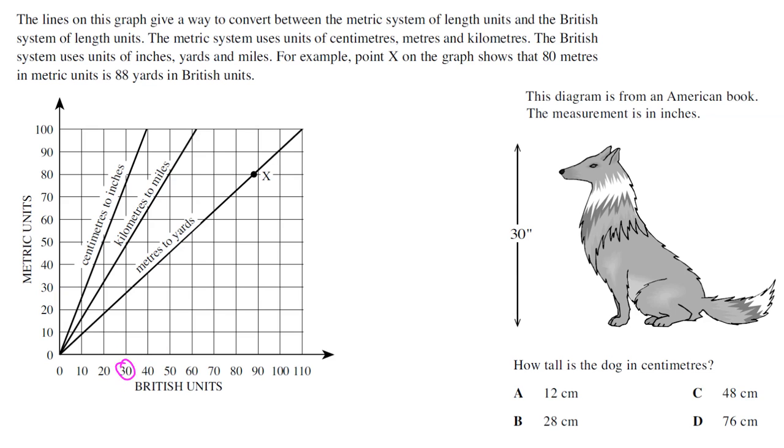And here we have it here. Now we'll go up to the line that converts from centimetres to inches. And that's this topmost black line here. Now we go across to convert to our metric units. And we get about 76 centimetres. This means that our answer should be D, and the dog is 76 centimetres tall.